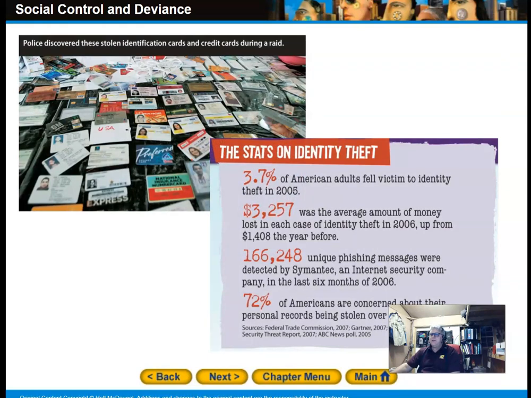The stats on identity theft: 3.7% of American adults fell victim to identity theft in 2005. $3,257 was the average amount lost in each case of identity theft in 2006. This was up from $1,408 the year before. 166,248 unique phishing messages were detected by Symantec, an internet security company, in the last 6 months of 2006. That used to be the Nigerian prince joke; I don't think you see too many of those anymore. 72% of Americans are concerned about their personal records being stolen over the internet.